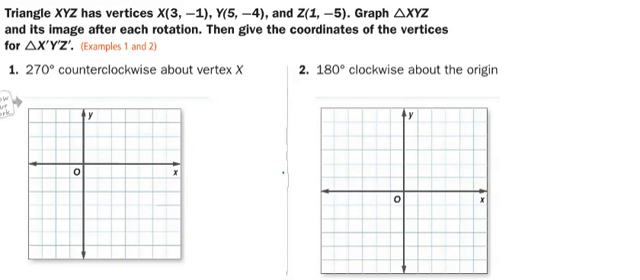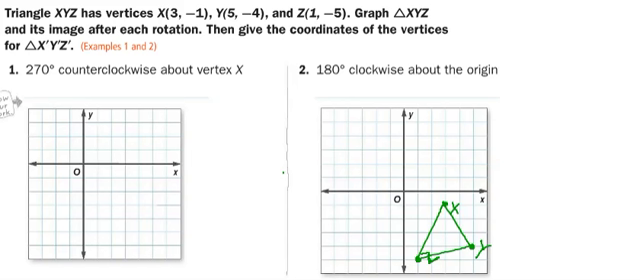So x is located at 3, -1. There's x. Y is located over 5 and down 4. And z is located over at x equals 1 and down at y equals -5. So there's our point z. We're going to connect each of those vertices with line segments to create our side lengths.